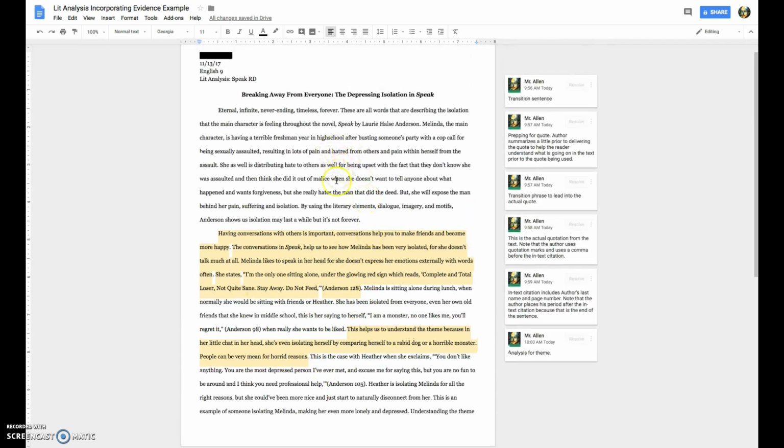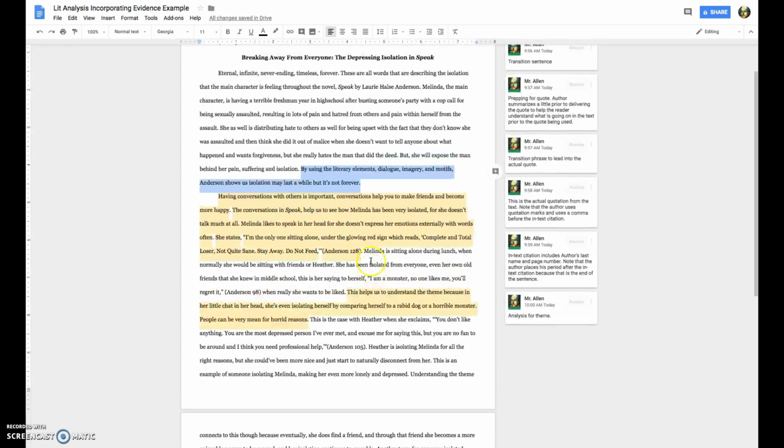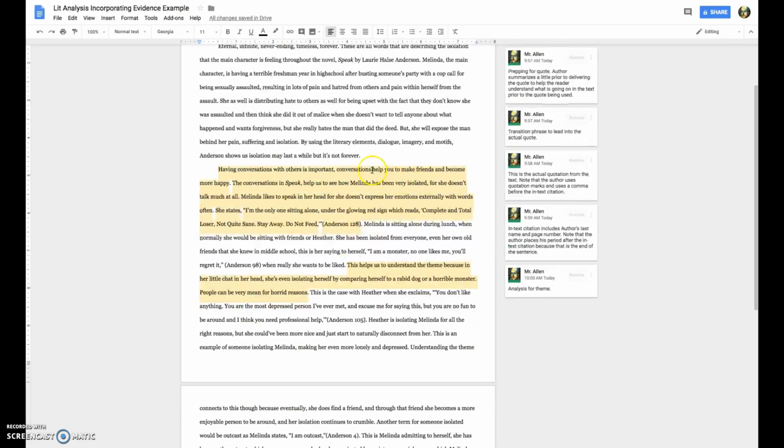We need the intro paragraph, though, so that we can take a look at this author's thesis statement. And they say, by using the literary elements, dialogue, imagery, and motifs, Anderson shows us isolation may last a while, but it's not forever. So that helps us to understand what they're writing about. Their theme is that isolation is not something that you're going to have to deal with for the rest of your life. They're talking about the theme of isolation, and then the literary elements that they're going to focus on are dialogue, imagery, and motifs.